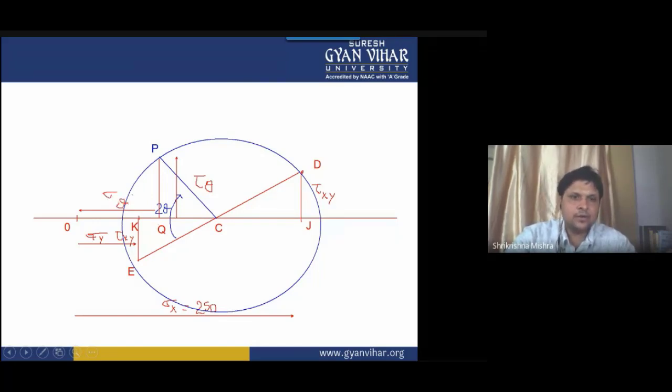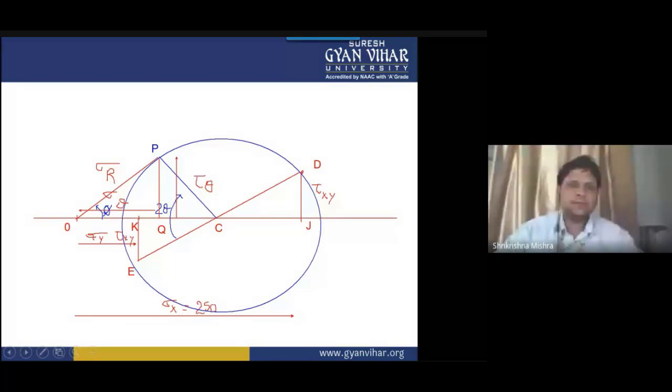Resultant stress also you can calculate. How? You will have to join this P to O, and this length will give you the value of sigma r. Angle of obliquity: measure this particular angle, and this will give you the angle of obliquity, students. All right. So in this way, everything can be calculated.